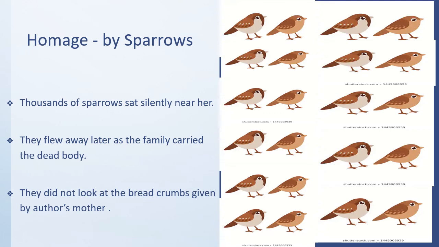The author's mother was feeling sorry for the birds. She went to the kitchen. She came back with bread in her hands. She offered the breadcrumbs in the same way that the grandmother used to do to the sparrows, but they did not take any notice of the breadcrumbs. They flew away without chirping. Later, as the family carried the dead body, they did not look at the breadcrumbs given by the author's mother.